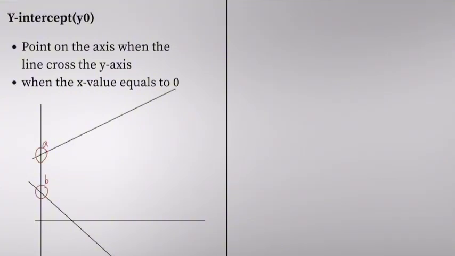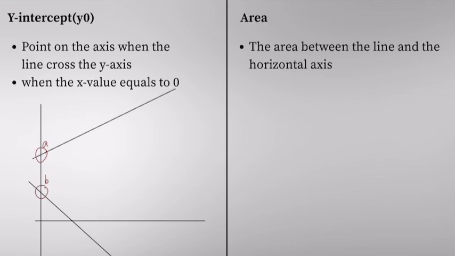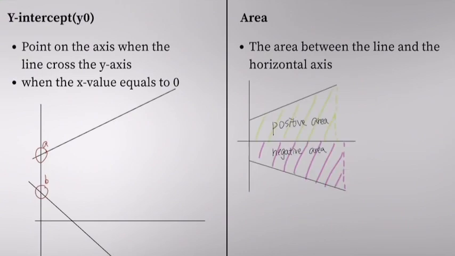The last part of the graph we need to learn is the area of the graph. It's beneficial to learn the area under the curve to do a lot of calculations. The area of the graph is defined as the area between the line or curve and the horizontal axis. Therefore, if we have a line in the positive quadrant, then we will have a positive area. If we have a line in the negative quadrant, then we will have a negative area.